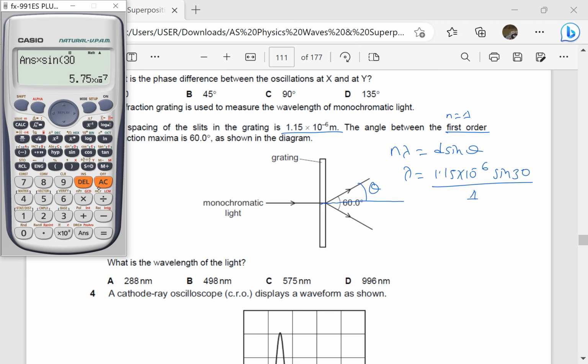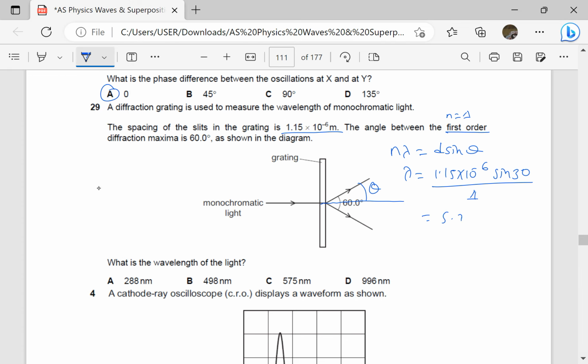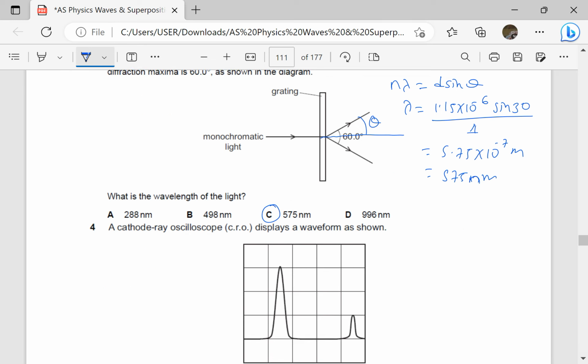So we are seeing that the wavelength is 5.75 times 10 power negative 7 meters, which is automatically 575 nanometers. So the answer is going to be C.